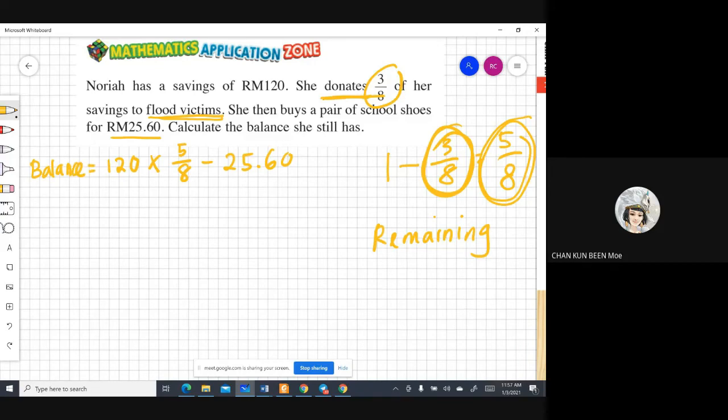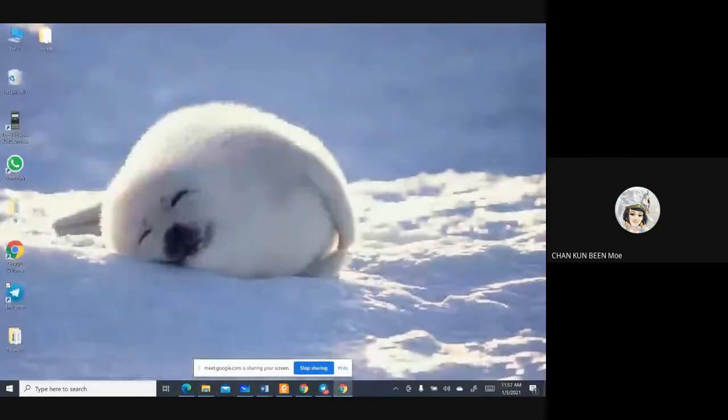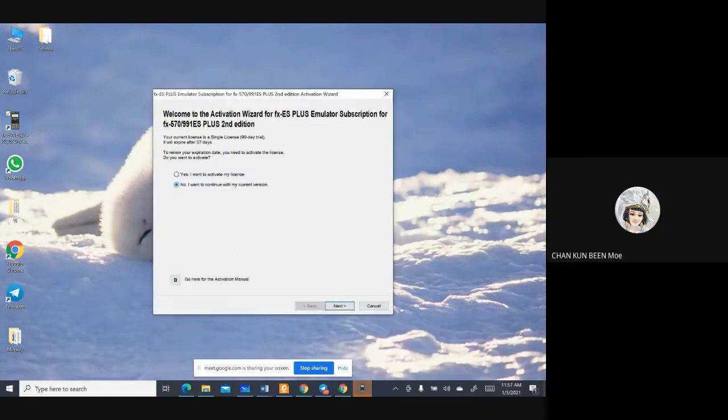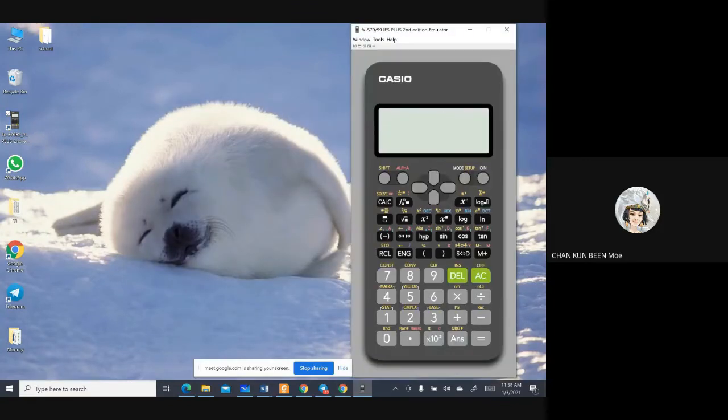Okay, so I'm going to show you by using the calculator. You are going to find out 120 ringgit times 5/8. How much is the amount? Okay, so this is the way of finding it: 120, you multiply by 5, divide by 8.